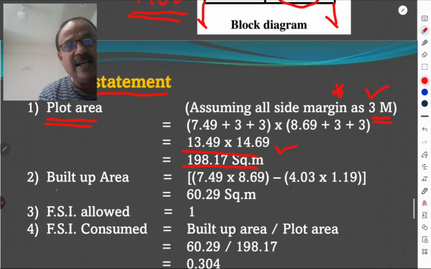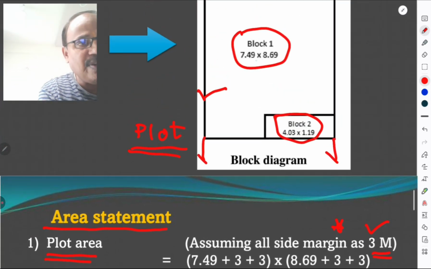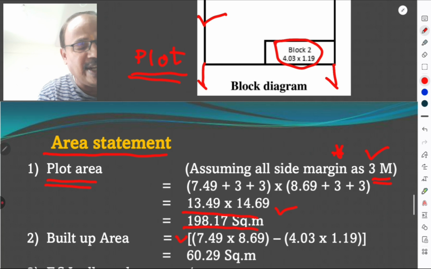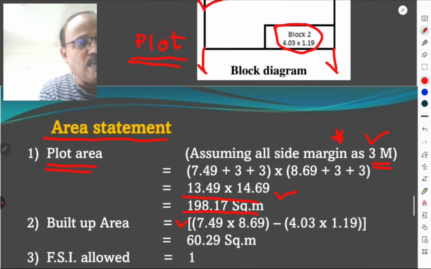What is the built up area? Built up area is 7.49 into 8.69, and assume this block 2 is a hollow section, minus 4.02 into 1.19, that is 60.29 square meter.